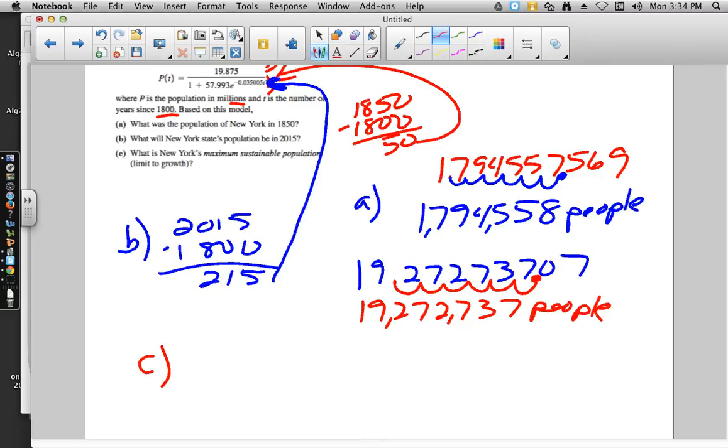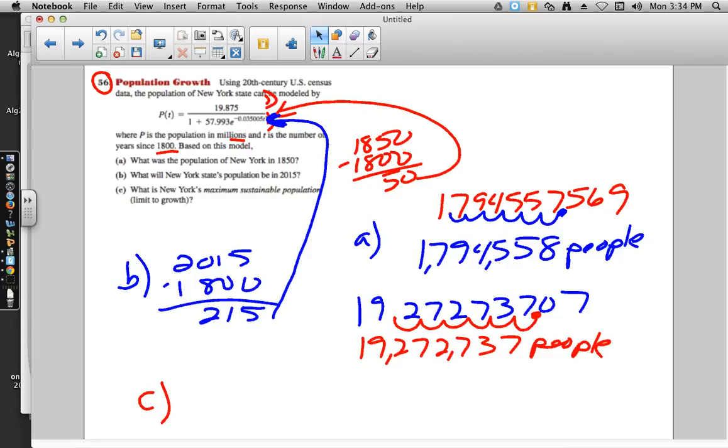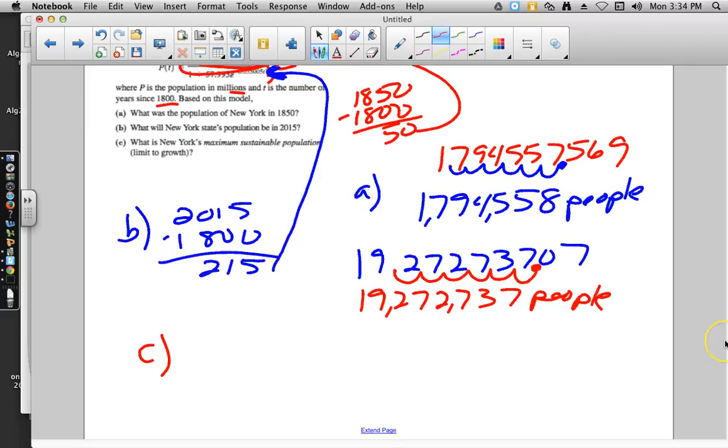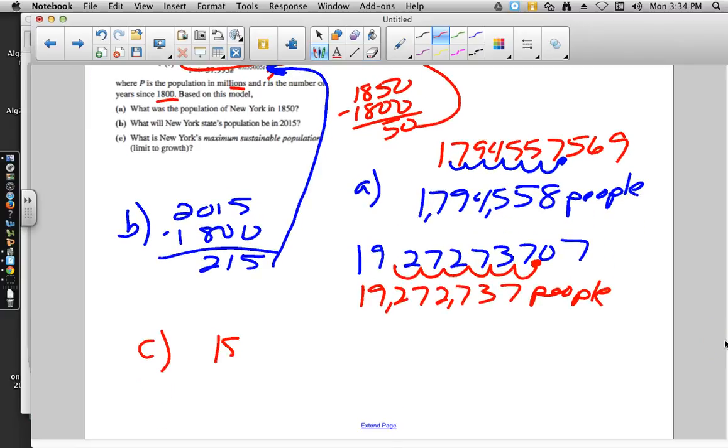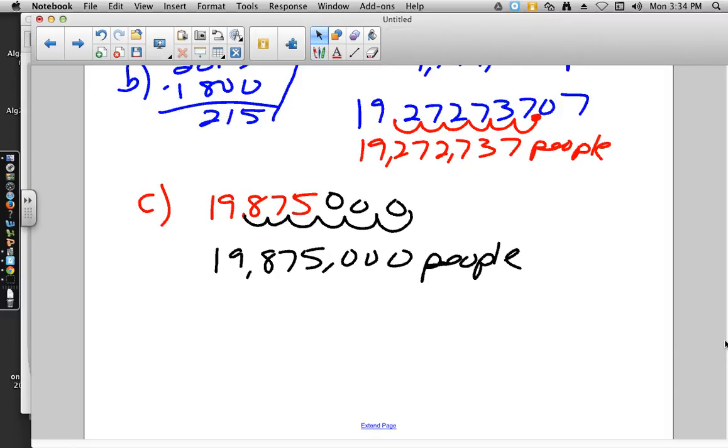19,272,737 people. And then part C, what is New York's maximum sustainable population, the limit to its growth? How many people can it support? That comes from C, our upper limit, 19.875. But again, that is in millions. So 19.875 in millions, moving that decimal 1, 2, 3, 4, 5, 6 positions, we would need some placeholders of zeros here. So 19,875,000 people.